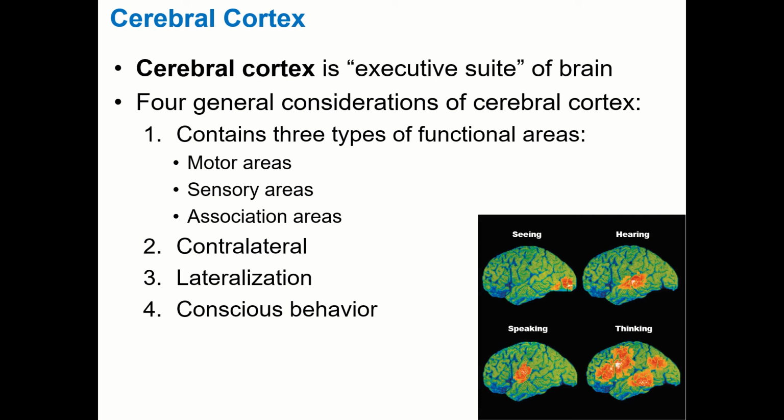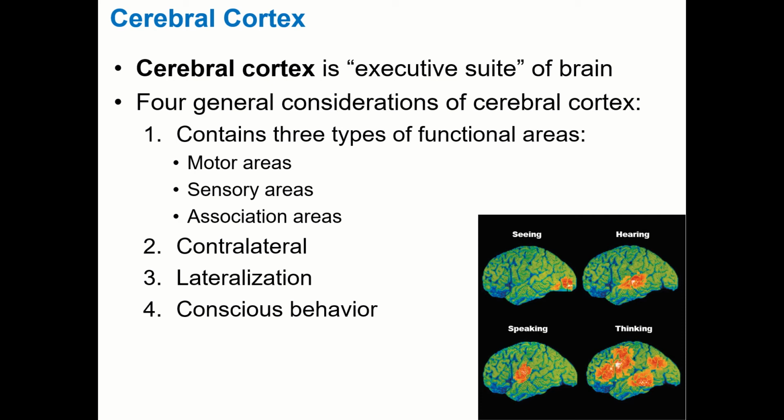Then we have sensory areas. Sensory areas are going to receive, obviously, sensory information, whether that's about sound or vision, or even things like, is your head moving or not? All of that sensory information is going to be relayed back to the brain and be processed in those sensory areas. And then association areas is where we make meaning of that information.